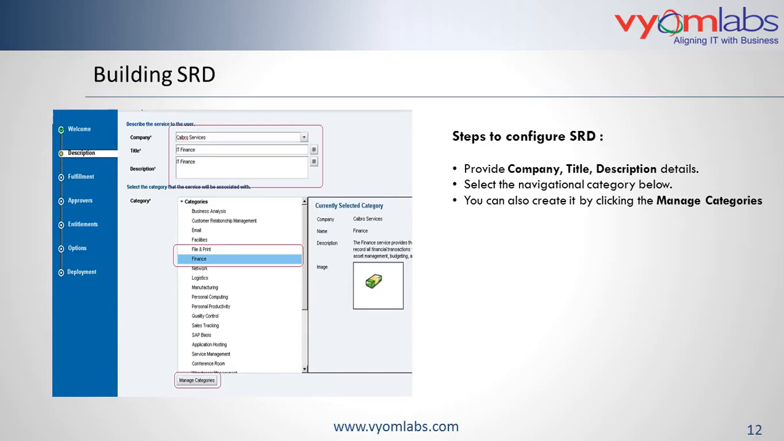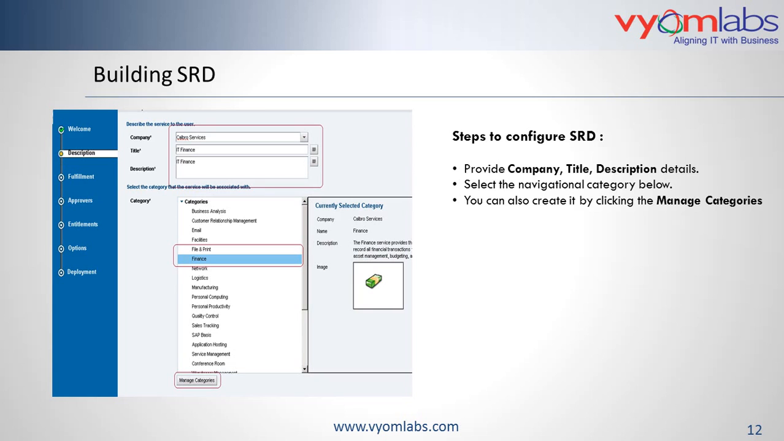Here you need to provide the company details, the title, and the description of this particular SRD. Then you have to select the category. If the category is available in the list, you can select it. But if you do not have the category and you want to create it, then we have an option here also, which is manage categories. To create it, we have to click on manage categories.